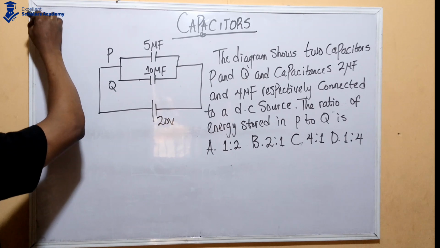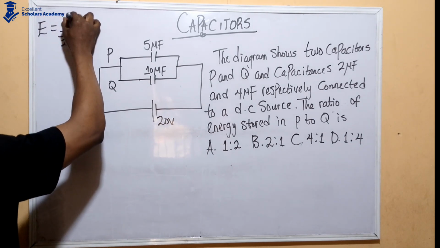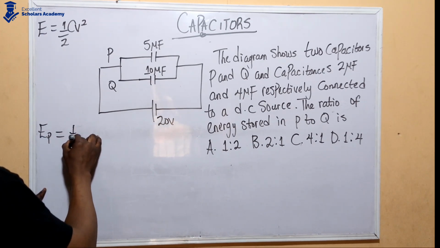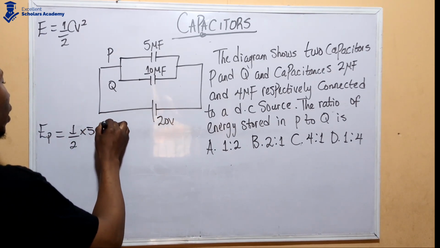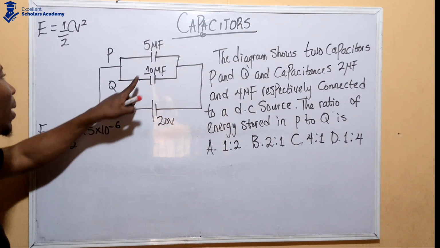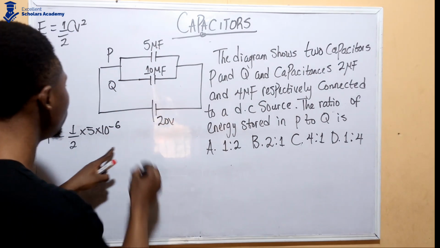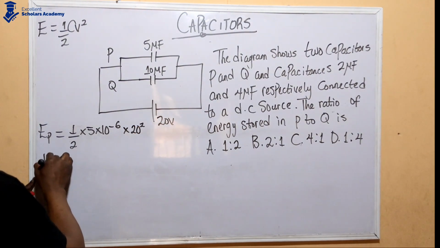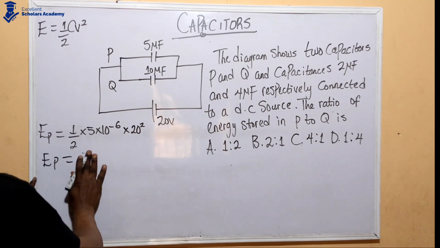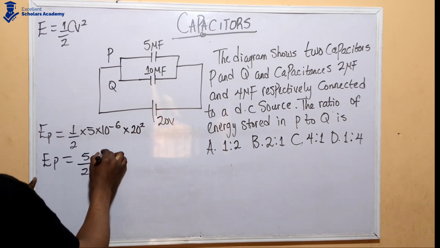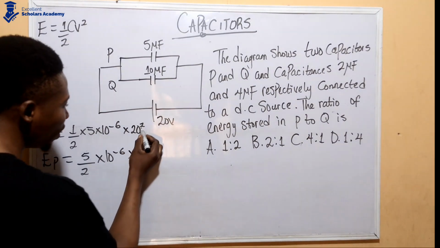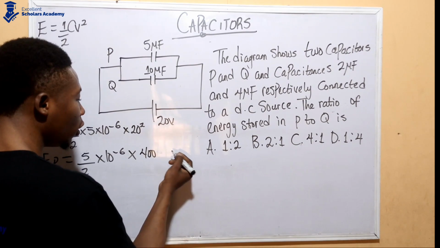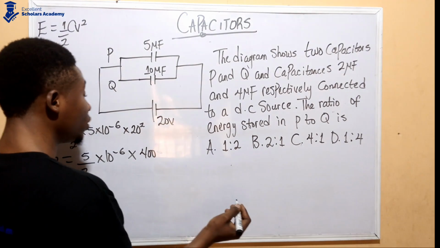Now energy stored is half CV squared. So energy stored in P is going to be equal to half multiplied by 5 times 10 to the power of minus 6, micro, do not forget, times 20 to the power of 2. So this is going to become 5 over 2 multiplied by 10 to the power of minus 6 multiplied by 20 squared, which is 20 times 20, which gives us 400.